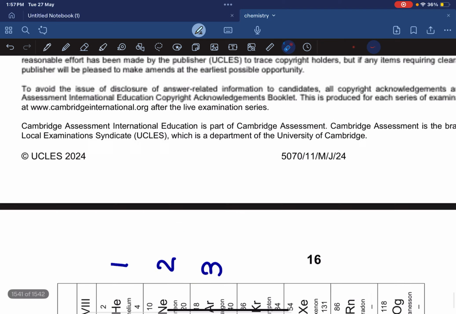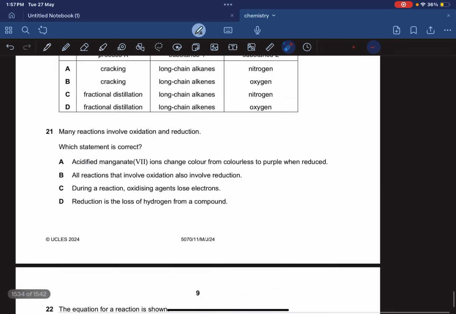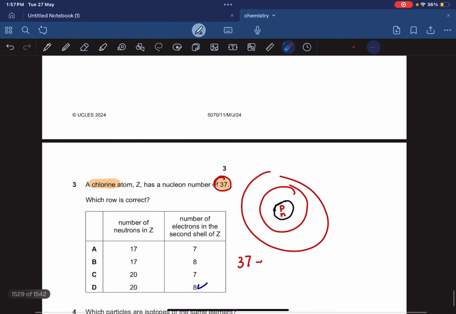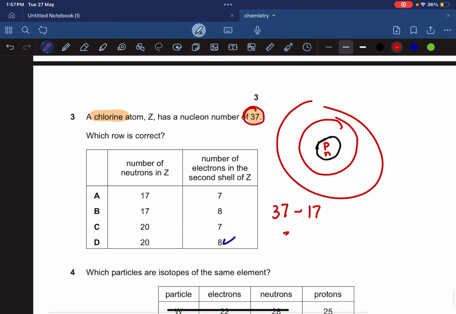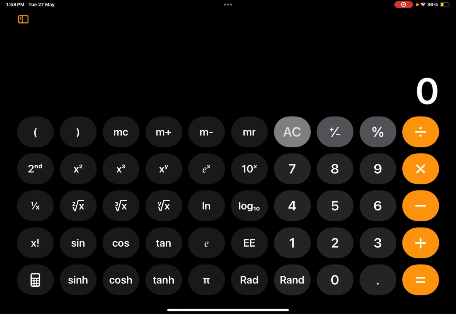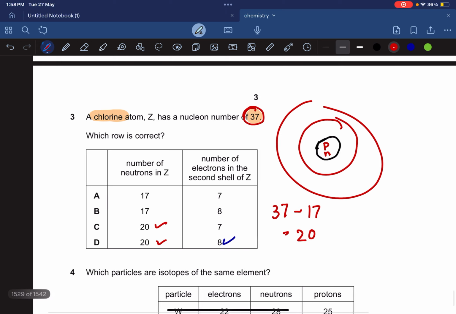So 17 we are going to take and subtract. 37 minus 17 is going to give us the neutron number that we need. 37 minus 17, that's going to give us 20. So 20 is the number of neutrons we need, and the number of electrons in the second shell of Z.